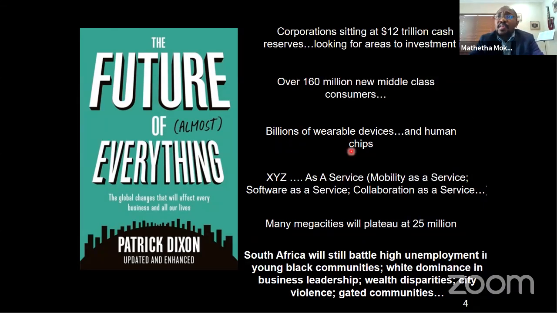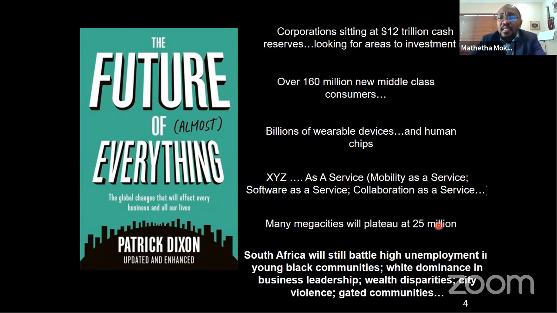Things like mobility as a service, software as a service, and many other things as a service are gaining popularity. The cities are growing, and there's indication that they will plateau at 25 million. So can you imagine the city of Johannesburg, 25 million people? Can you imagine the city of Cape Town, 25 million? What changes then? What is it that we're doing now to prepare for that kind of demand?